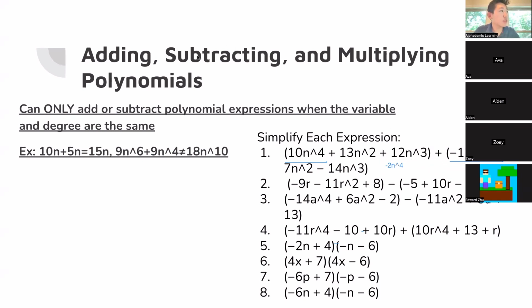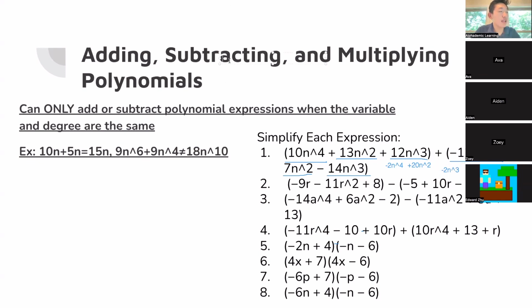And then afterwards, you would combine 13n squared plus 7n squared because they both have a power of 2 on n. So you would get plus 20n squared. And then lastly, you would combine these two, 12n cubed minus 14n cubed, and you would get negative 2n cubed, and that would be your final answer.